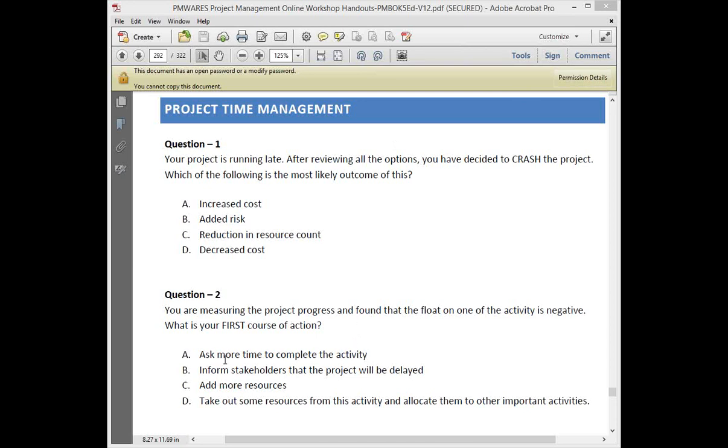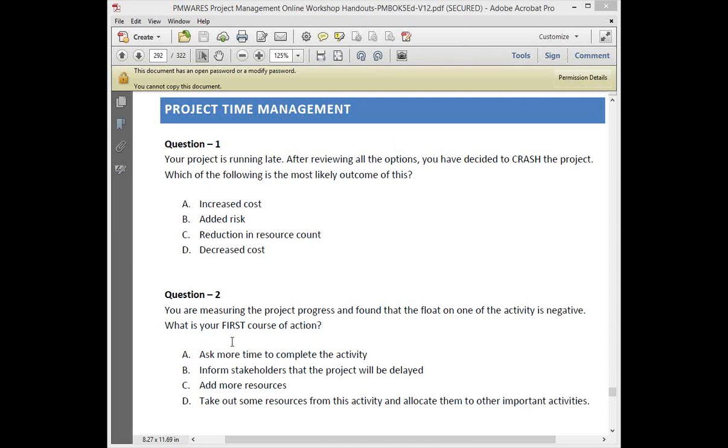Let's look at the options. Ask more time to complete the activity. That means B is the same as A: inform the stakeholder that the project will be delayed. Asking more time means it will be delayed, right? And C is add more resources. D is take out some resources. That is not possible, right? So only A, B, C.